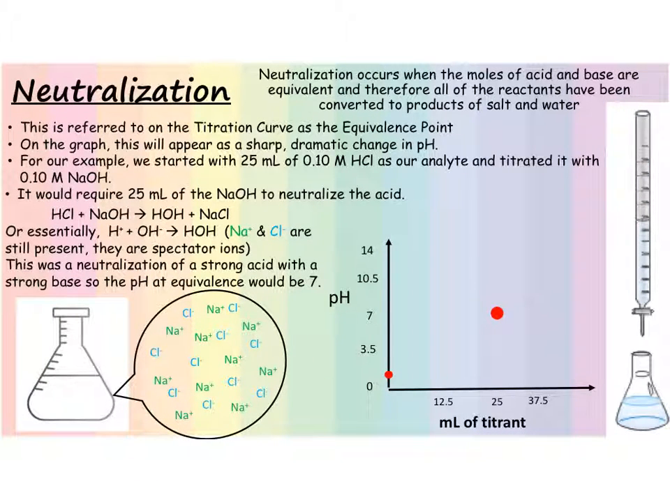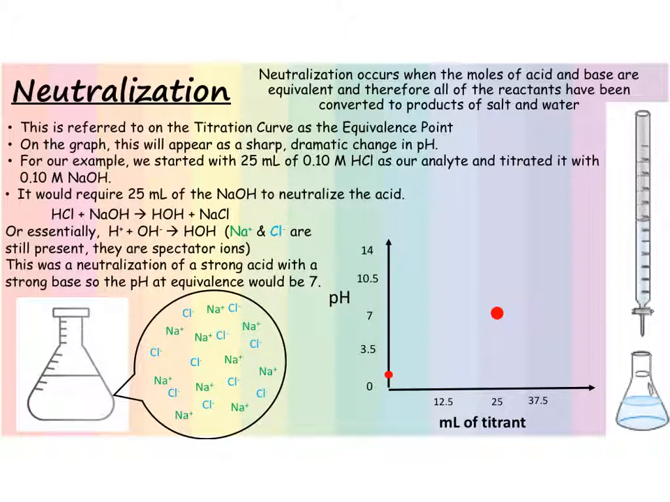Okay, so the next point on the curve that we're going to talk about is the neutralization point. So neutralization, as you already know, is when the moles of the acid are equivalent to the moles of the base, and therefore all of your reactants have been converted into the products of salt and water. Okay, now on a titration curve, this is referred to as the equivalence point. So equivalence point is basically neutralization. Okay, it's going to be a sharp, dramatic change in pH on your curve.